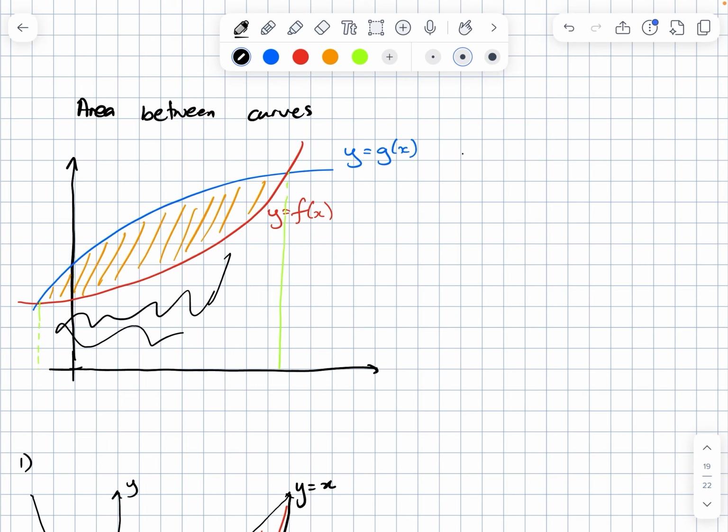And so to be able to calculate area between two curves, all you need to do is integrate the curve on top, and let's just call this A and this one B, between A and B, and subtract the integral of the curve on the bottom.